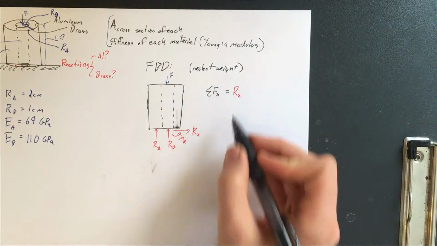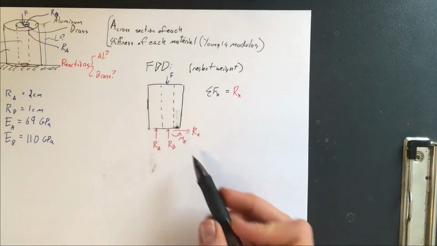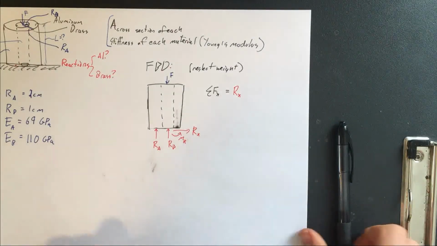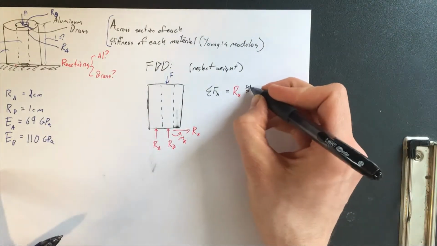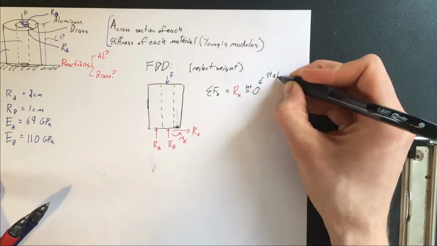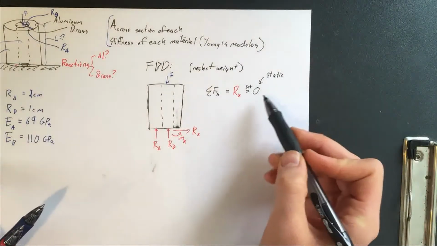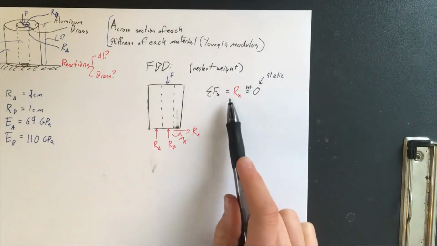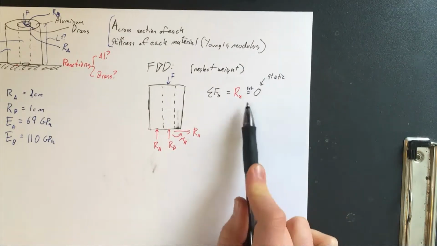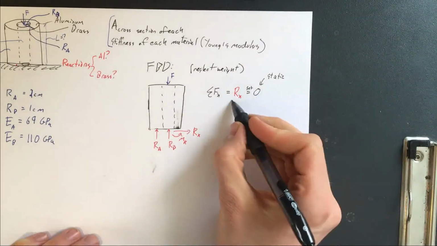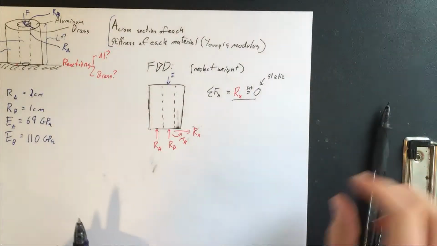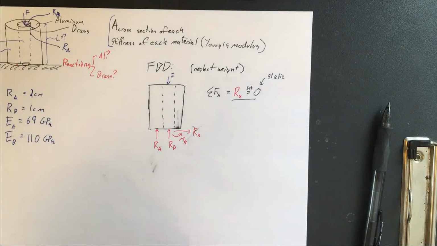So if we sum forces in X, the only X force is this hypothetical X reaction force, and we set that equal to 0 because we're assuming our system is static. If this were a dynamic system, we'd set it equal to ma. So the only X reaction force is Rx. We set it equal to 0 because it's static, so we conclude that Rx equals 0. So actually we didn't really have an X reaction force. Okie doke.